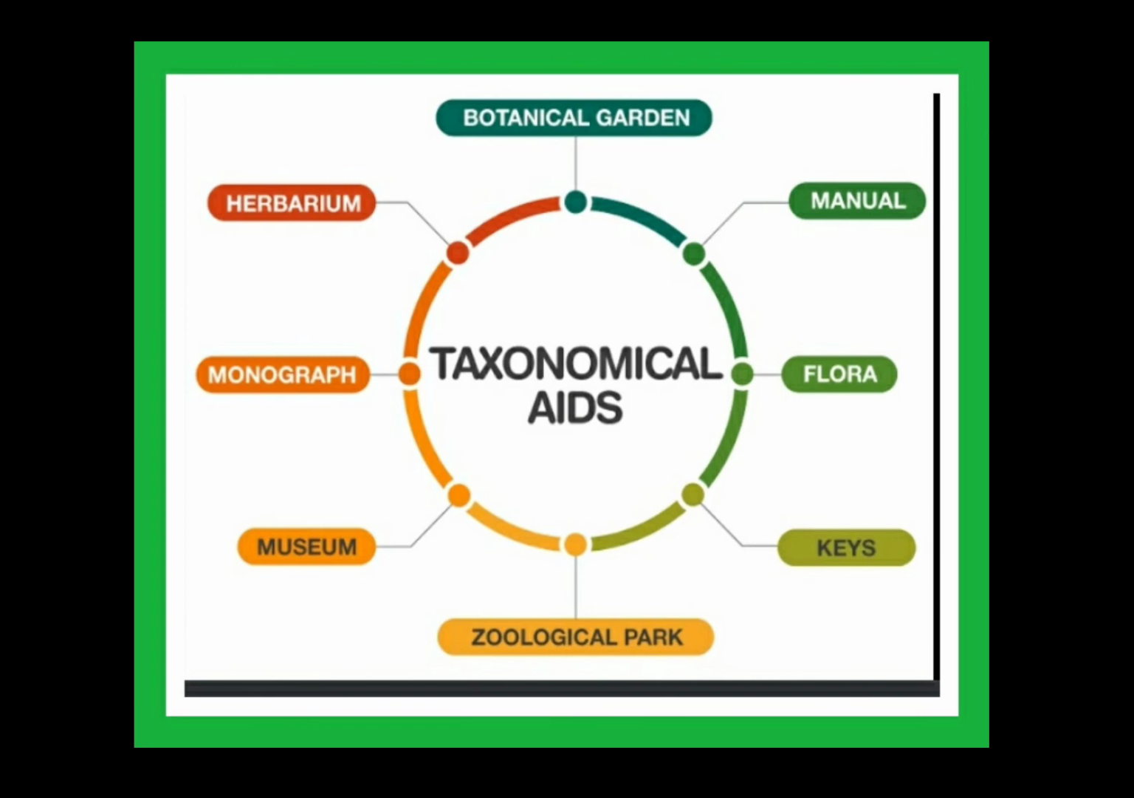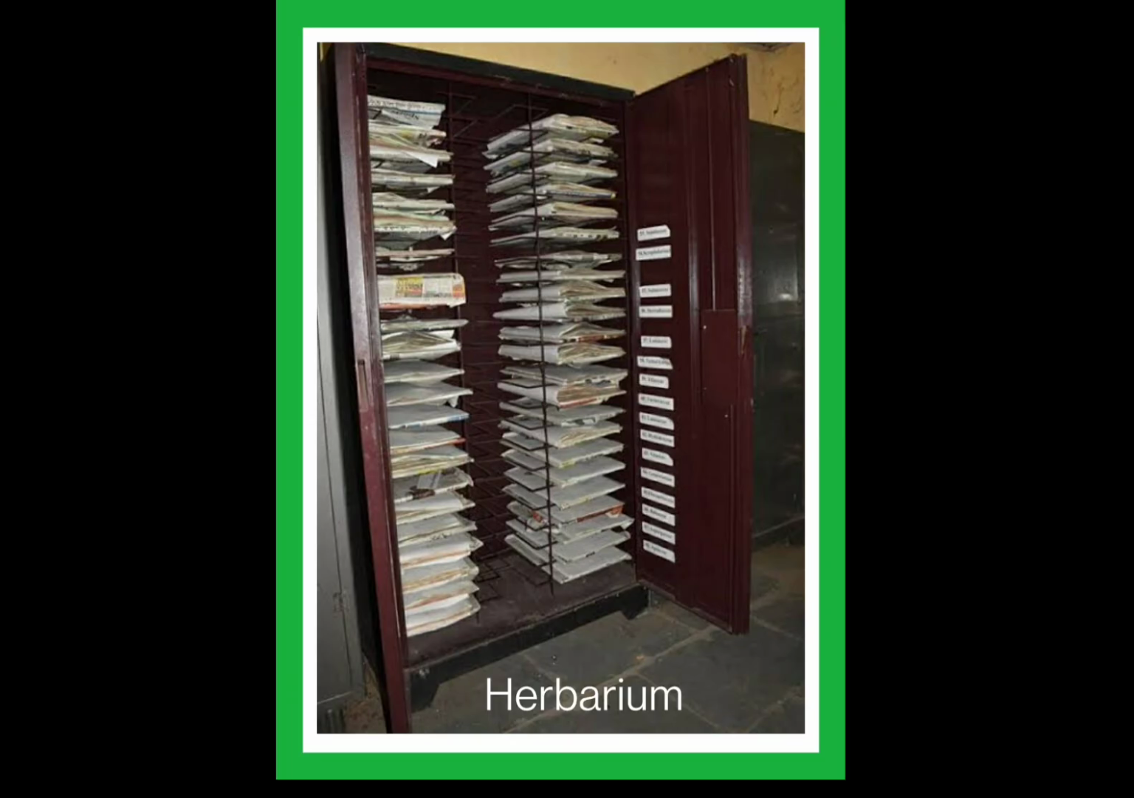Taxonomic aids will help us to do the taxonomy in a better manner. It includes botanical gardens, manuals, flora, keys, zoological parks. We'll see one by one. The first one is herbarium. Herbarium serves as a quick referral system and taxonomic aid.